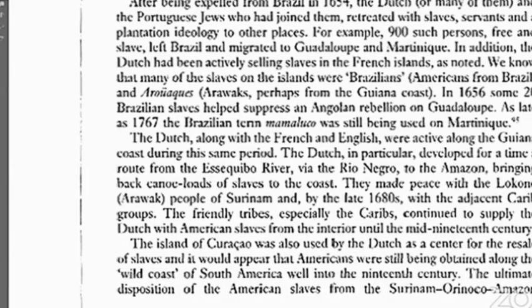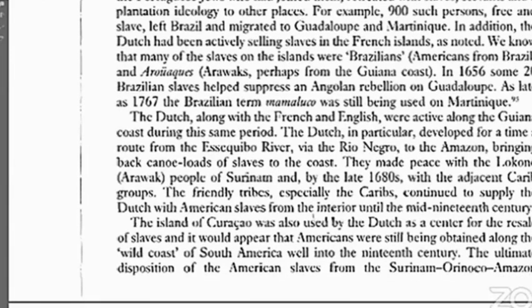The island of Curaçao was also used by the Dutch as a center for the resale of slaves, and it would appear that Americans were still being obtained along the wild coast of South America well into the 19th century. That's the 1800s. All right, so they're letting you know that the Dutch were enslaving American Indians since the 1500s all the way up into the 1800s, 300 years. How many of them? Thousands and thousands, right? Who was keeping track, really?